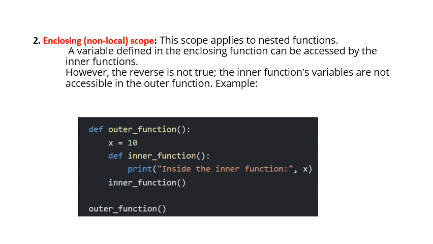Then we are printing x inside the inner function. Next, calling the inner function, then the outer function. So this scope applies only to nested functions. A variable defined in the enclosing function can be accessed by the inner functions, and the inner function variables are not accessible by the outer function.